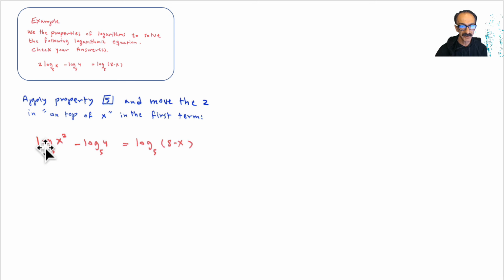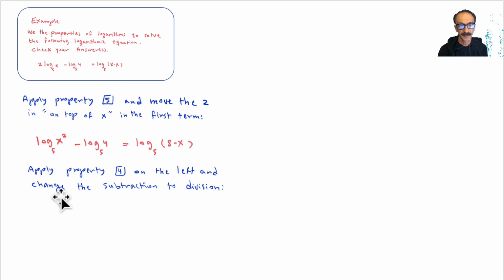Now this is a subtraction between two logs. That's called expanded form. We need to write it as a single log. I'll give you a hint. Either it's coming from division or it's coming from a product. Subtraction between two logs comes from a division, a quotient. So let's do that. Apply property number 4 on the left and change the subtraction to division. Okay, we got that. That's one piece of log right here, x to the second over 4.